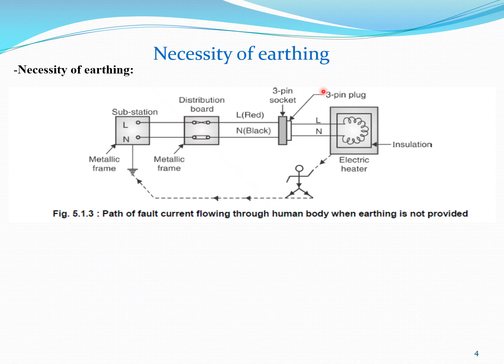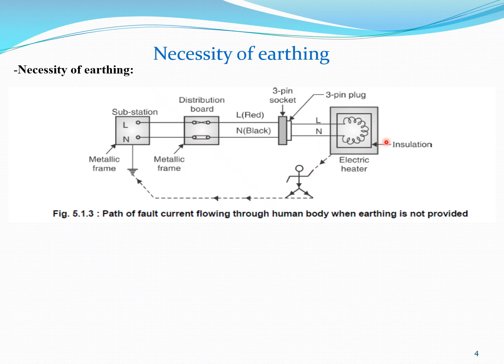So in short, if the earth wire is not provided, then under this situation the metallic frame will be at the same voltage as the live wire. If a person accidentally comes in contact with the metallic frame, then he will provide a path for current from the metallic frame to the earth, and he will get a severe shock as shown in figure 5.1.3.